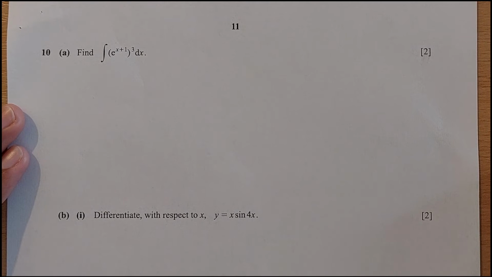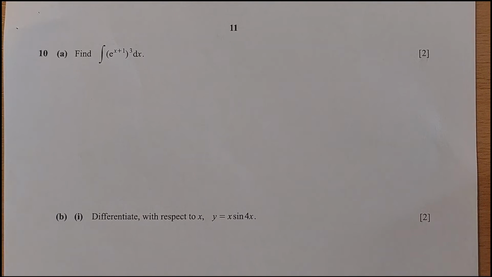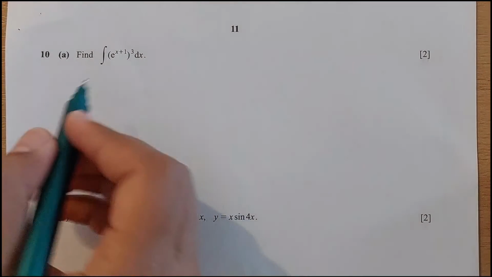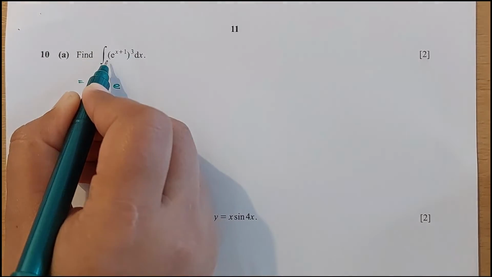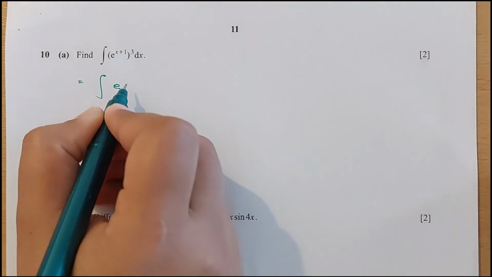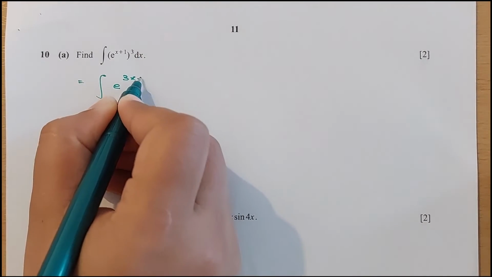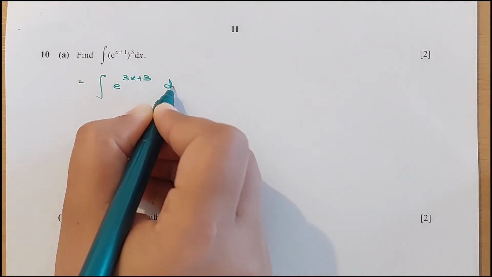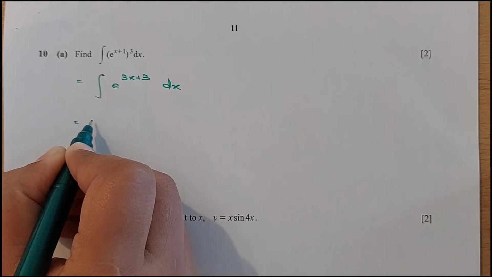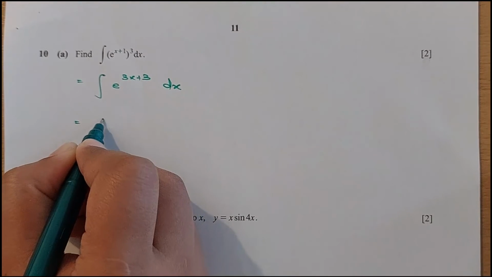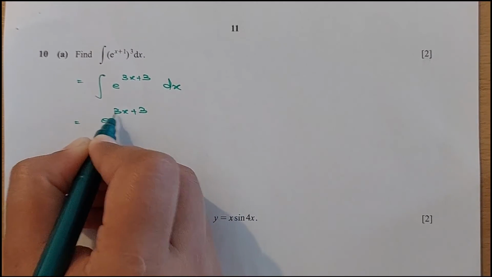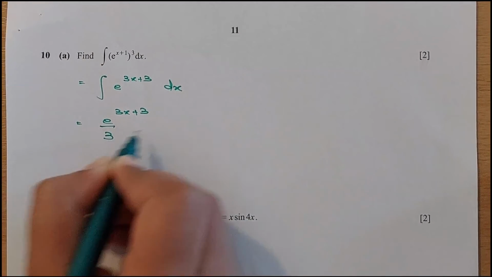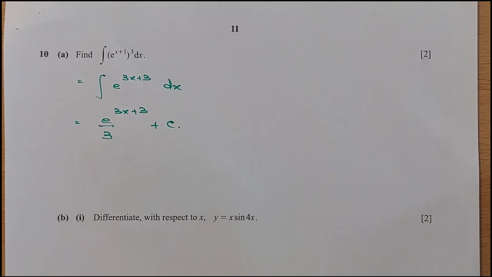Question number 10, in a part, find the integration for this function. Okay, this is an exponential function. Let me simplify this first. So e power x plus 1 whole cube, we can say e power 3x plus 3 dx. The integration of e power x is just e power x. So e power 3x plus 3, and the derivative of 3x plus 3 is 3, so dividing it by 3, plus the integration constant.